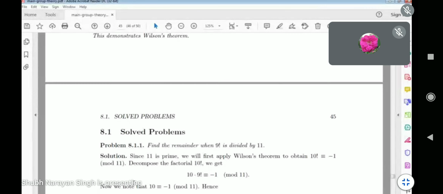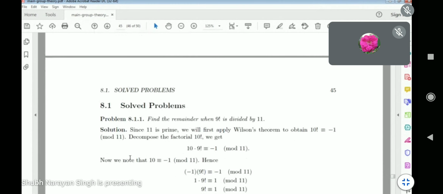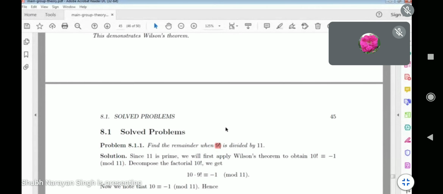Now, come to the exam. Based on today's discussion, I have written some problems and solutions we're going to discuss. Suppose we have a number n factorial, and I ask you to find the remainder when factorial n is divided by 11. Can you manually find the remainder? Please try manually. Otherwise, we have Wilson theorem. What is the remainder when factorial 9 is divided by 11?